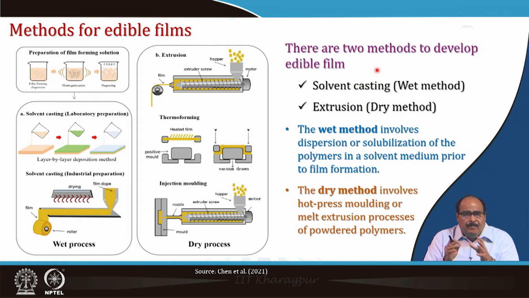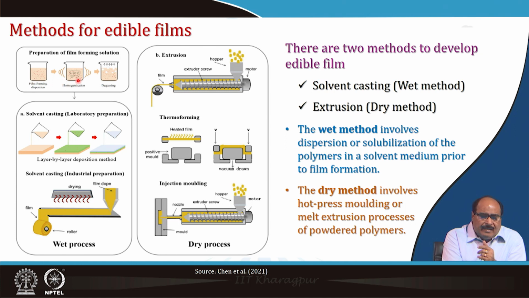Method for formation of the edible film. There are two methods generally used for film formation: either solvent casting, known as the wet method, or extrusion, the dry method. In the wet method, it involves the dispersion or solubilization of the polymers in a solvent medium prior to film formation. Like we discussed earlier, all the ingredients are taken in the form of a homogeneous solution, and then this homogeneous solution is applied by layer by layer deposition method, or even solvent casting.